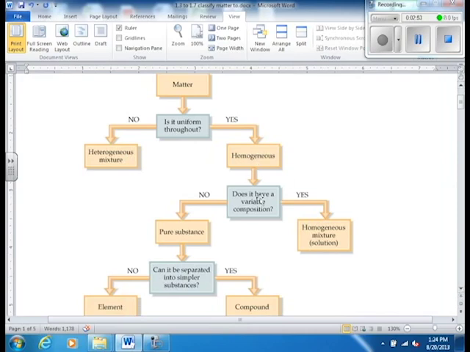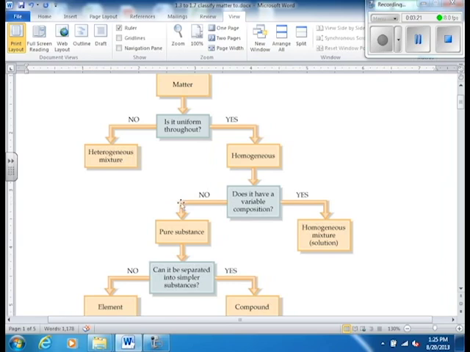So, does it have variable composition? Meaning, are there at least 2 distinct substances in there? You would be told what was in there. You can't tell that you have a homogeneous mixture without doing some tests or being told something. If there are 2 different substances in there, variable composition means every single little molecule or formula unit in there is not the same. You have a homogeneous mixture if you have at least 2 different substances.